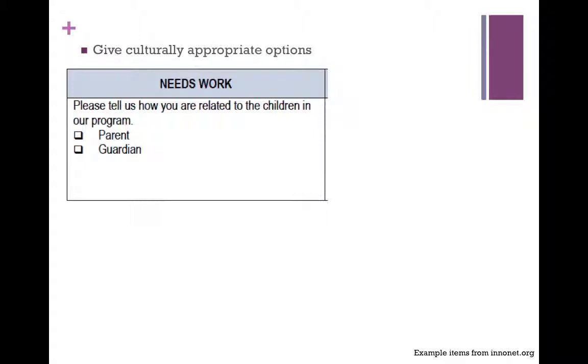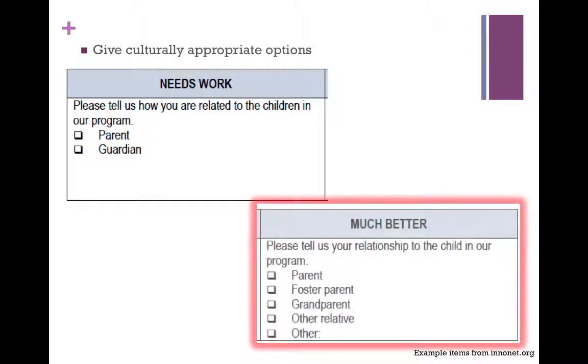The problem with this original item is that it assumes the only adults who are parents are either biological parents or legal guardians. This is not sensitive and does not capture all of the kinds of adults who parent children. You can see the improved item design in the red box, which offers a more culturally sensitive choice of attributes or responses.